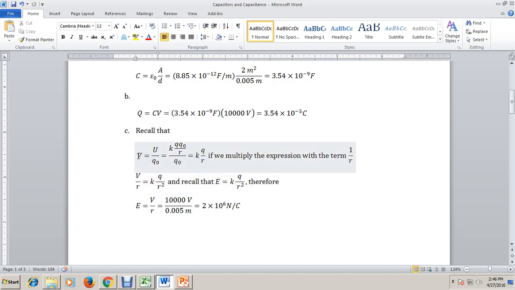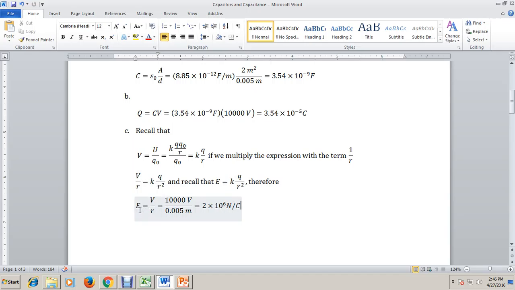So doing that, what would happen in our equation is that we will have V over R, and this should equal KQ over R square. And since this is already KQ over R square, which is E, we can replace this as E. So therefore, we arrive at a relationship between E, V, and R.